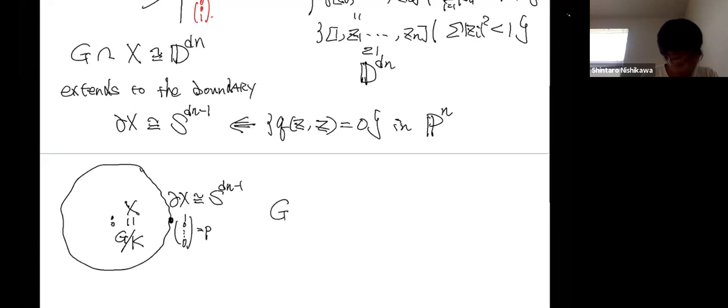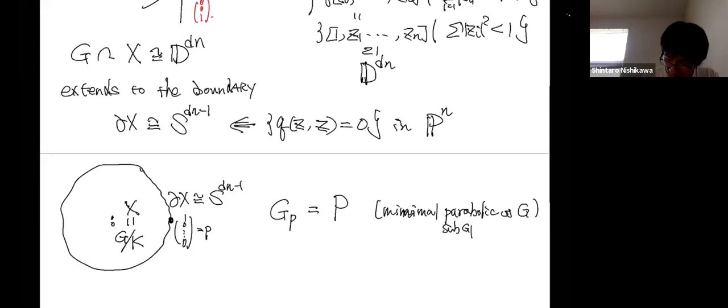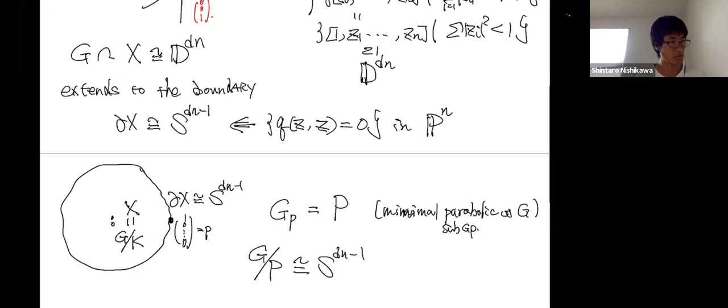Well, so the fixed point group of this point is a subgroup of G, which I write as P. And if you are a representation theorist, this is a minimal parabolic subgroup. And as you see, G over P is a sphere. It's compact. Okay, so this is a very elementary but important discussion about SP(n,1), including more other examples.